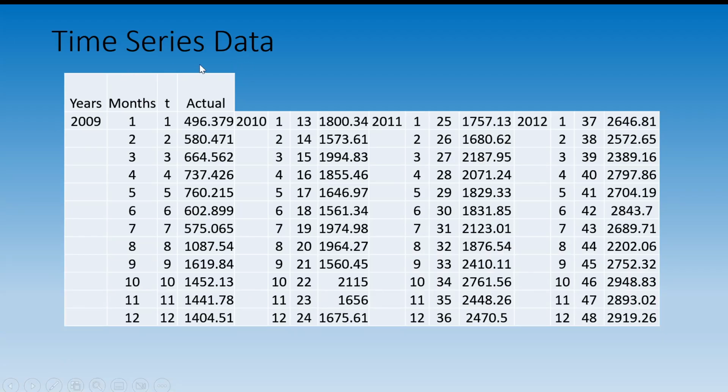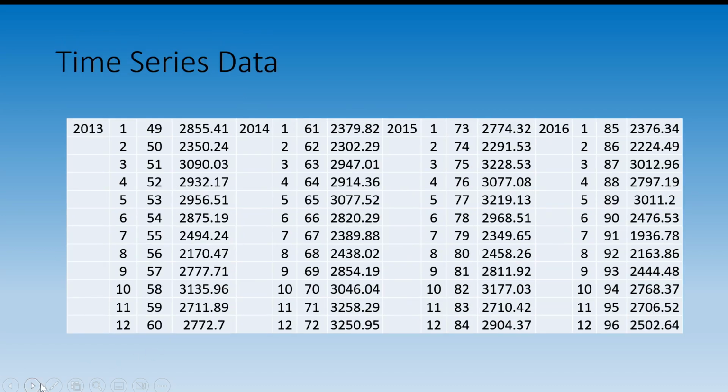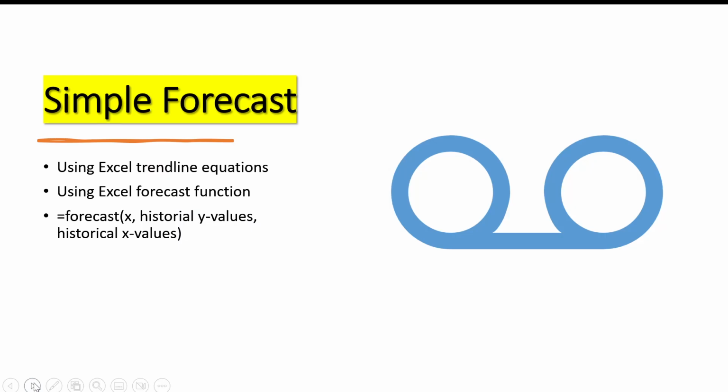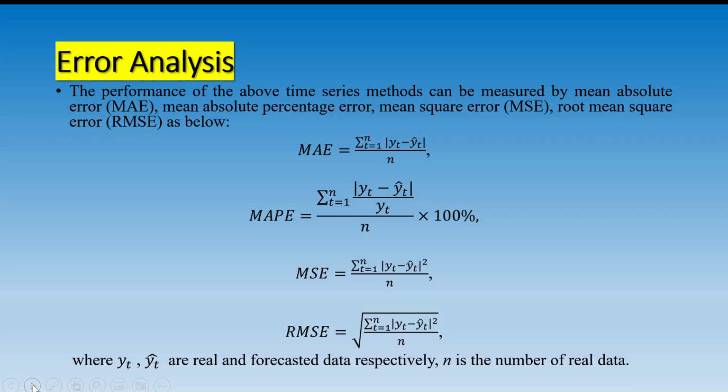We have the time series data of monthly UTHM electricity consumption in the main campus from year 2009 to 2020. Then we are going to use the Excel trend line equation to do the simple forecasting, and then the Excel built-in forecast function, which is equal FORECAST. This is the X value that I'm going to forecast based on historical Y values and historical X values.